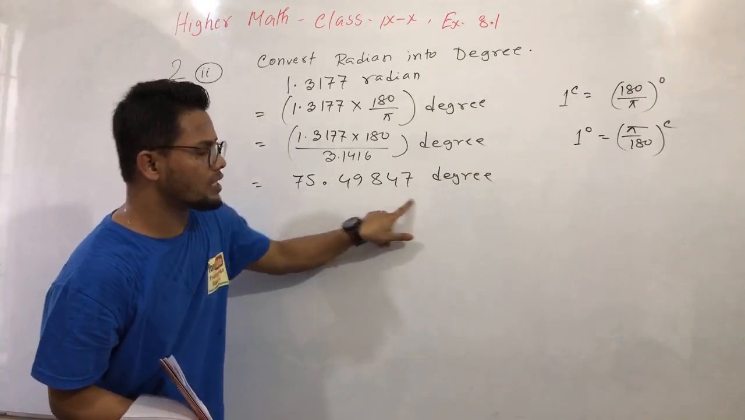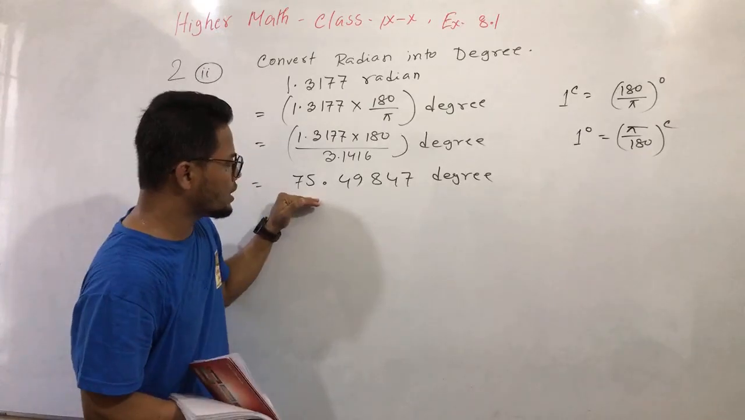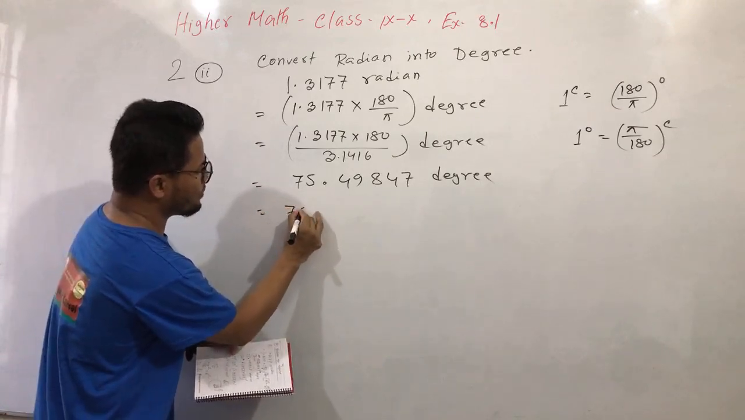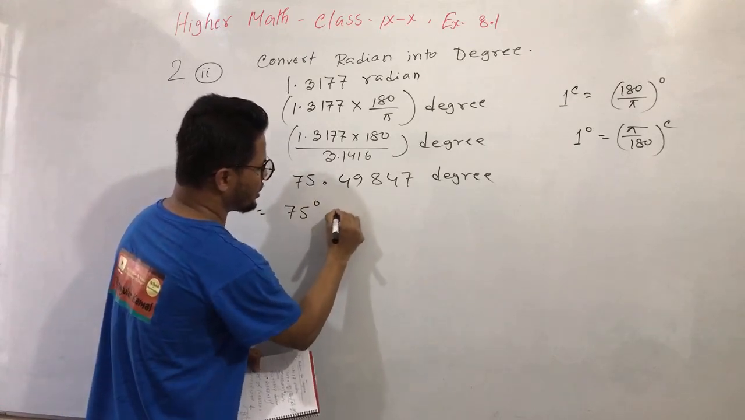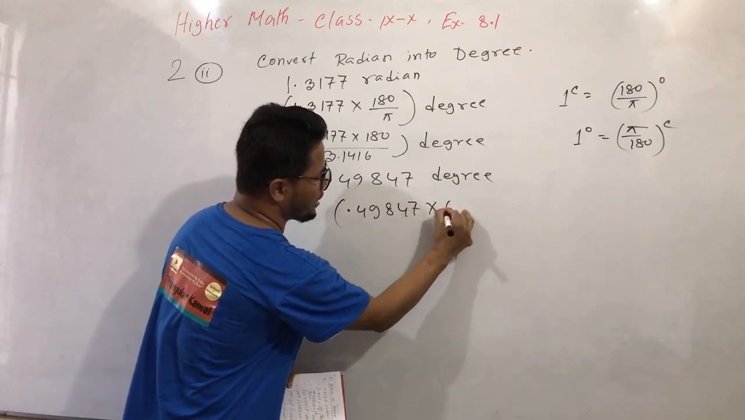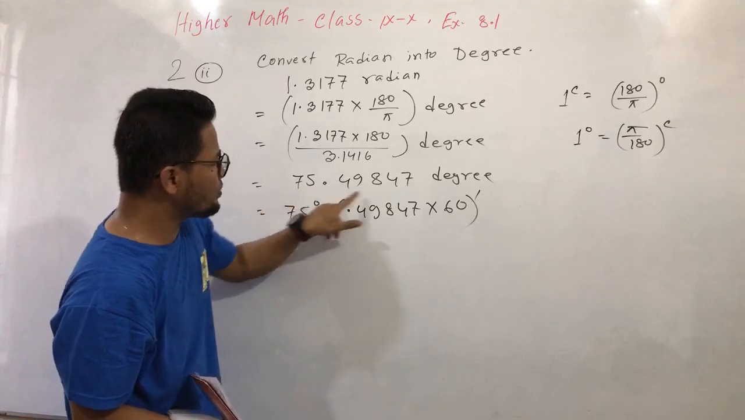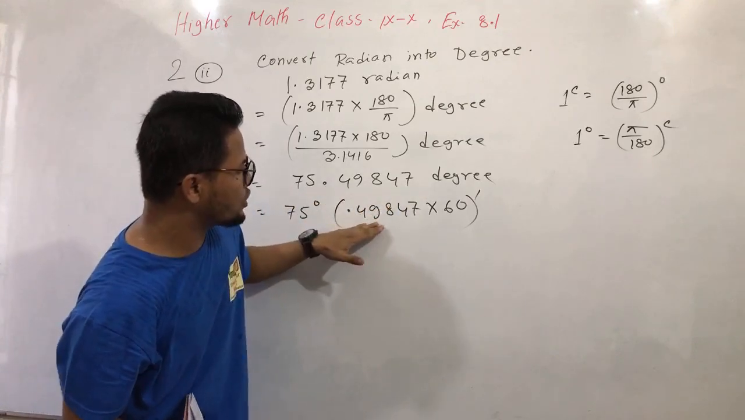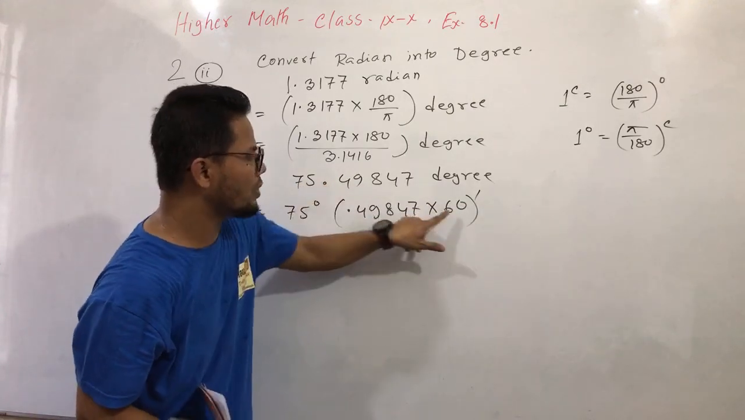When we see the decimal number, this one is actually degree, and the part after the decimal we will convert into degree, then minute, then second. Now you can write 75 degree, and then 0.49847 multiplied by 60, so the decimal part is converted into minutes. In case of a decimal number, firstly you write the whole number, and then all the digits after the decimal will be converted from degree to minute. That means degree is greater than minute, that's why we multiply with 60.